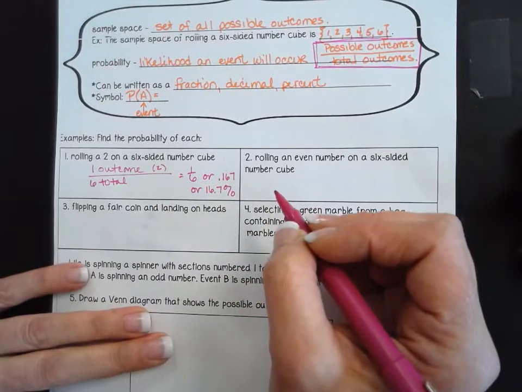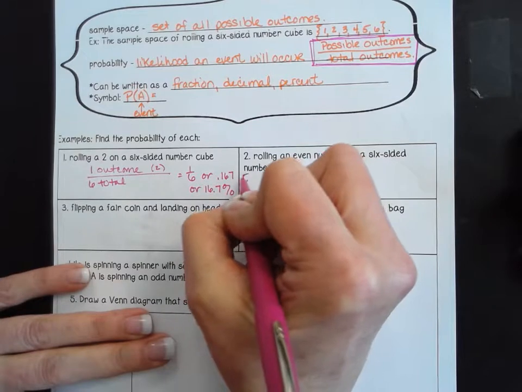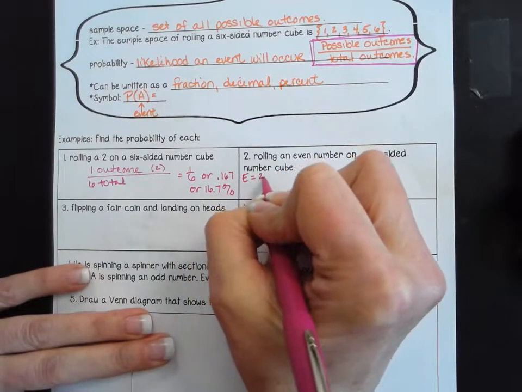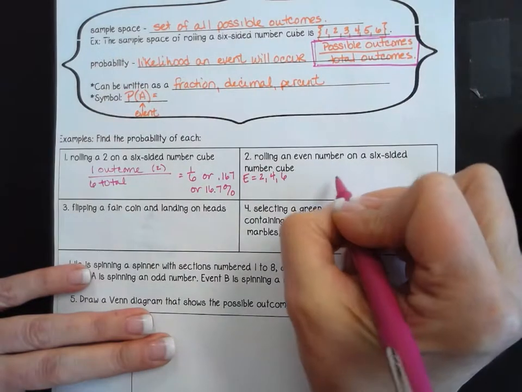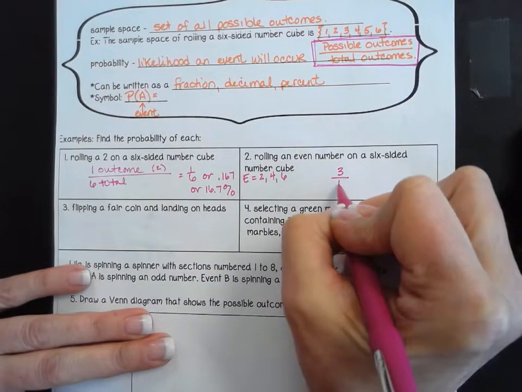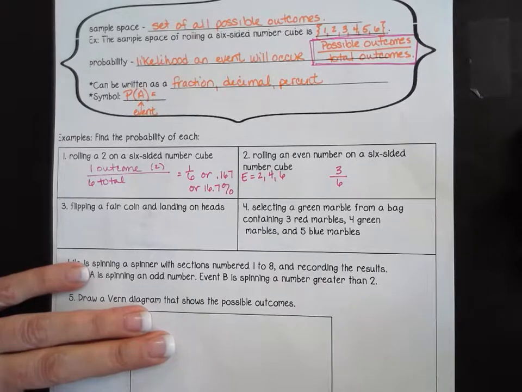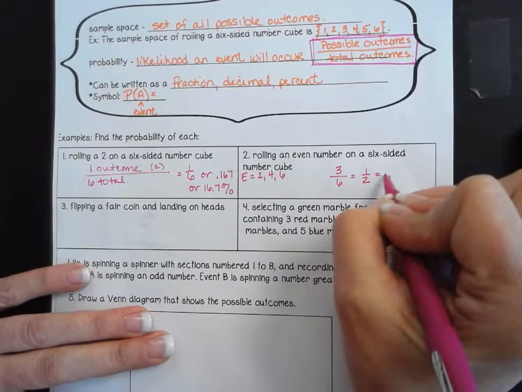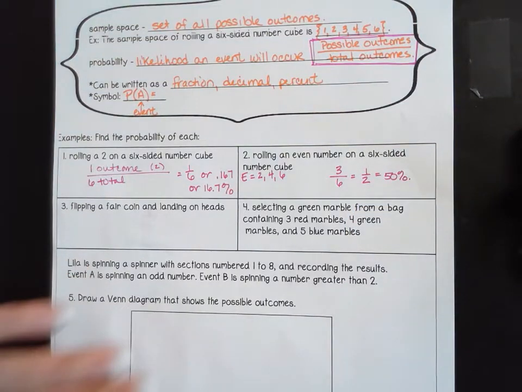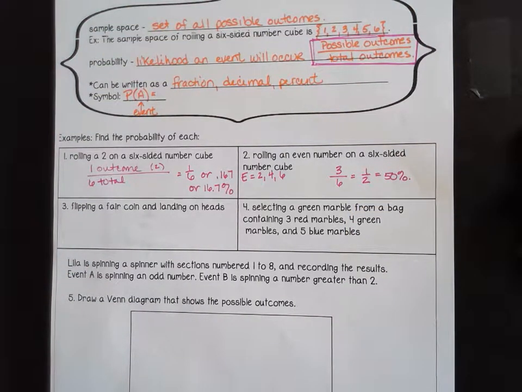All right, rolling an even number on a 6-sided die. Well, how many even numbers do I have? I have 2, I have 4, and I have 6. So I'm going to have 3 out of 6 chances, which is 1/2. So I have a 50% chance.